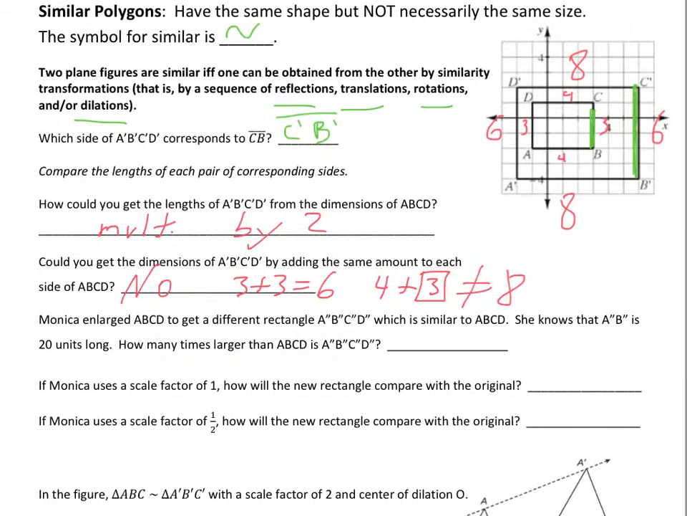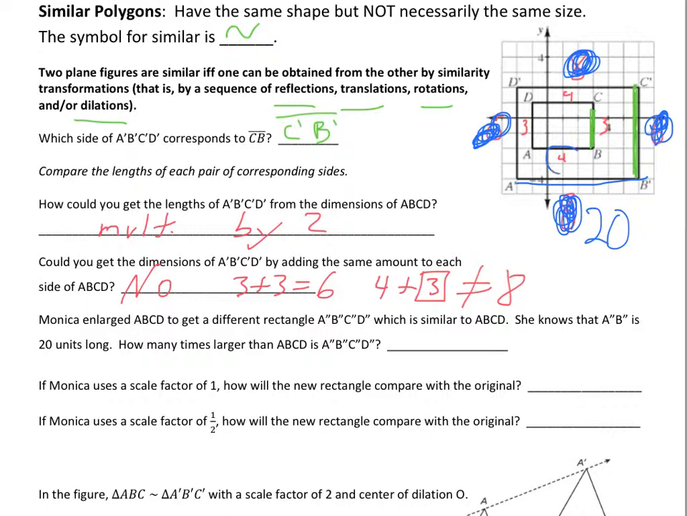Monica enlarged, so she has the original triangle. Now, instead of these lengths, we have a larger triangle that Monica is going to enlarge. I'm sorry, not triangle, rectangle. She knows that AB, her new segment, which would be this one, is going to be 20 units long.